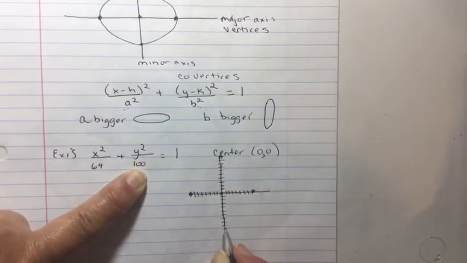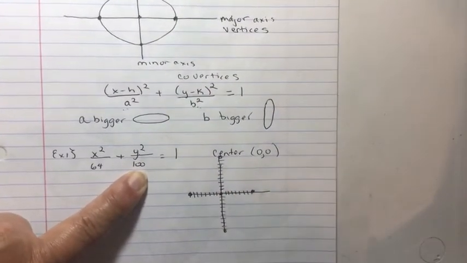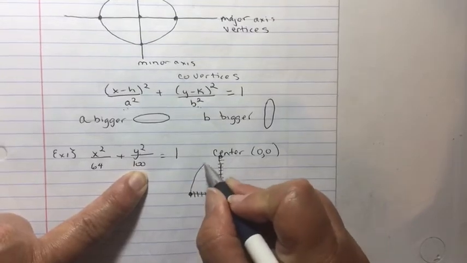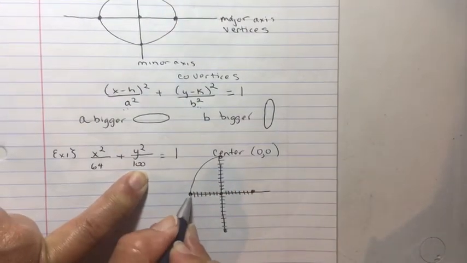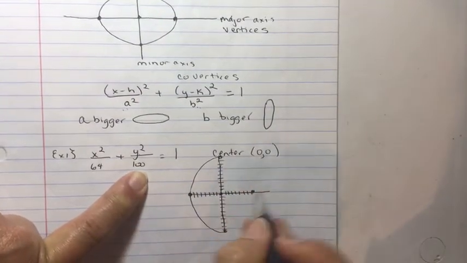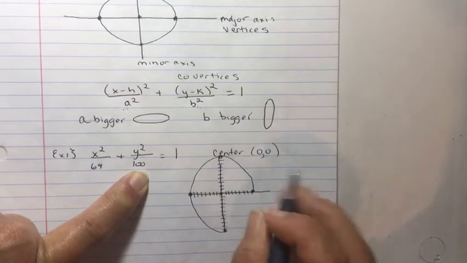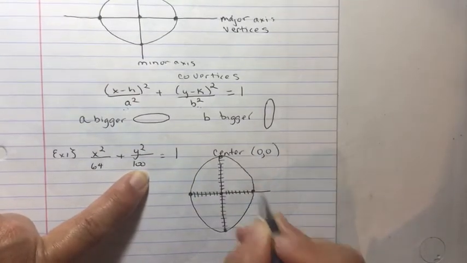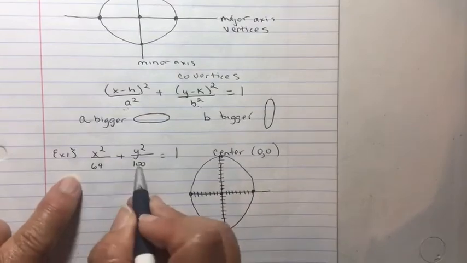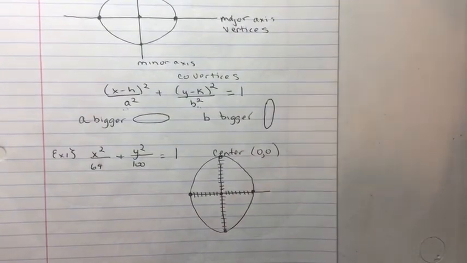And those will be the vertices. Now, if I could draw a perfect oval, this one's almost circular. There's not a lot of difference between 10 and 8, but there is some difference.